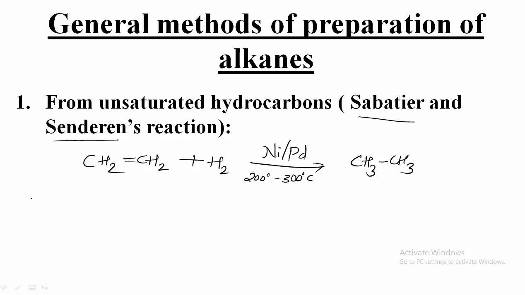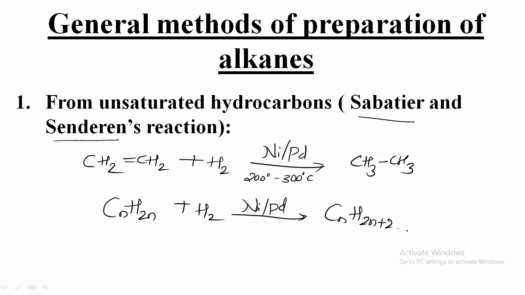In general, we can represent CnH2n, that is an alkene, upon hydrogenation in the presence of a catalyst, we will get the alkane, that is CnH2n+2.